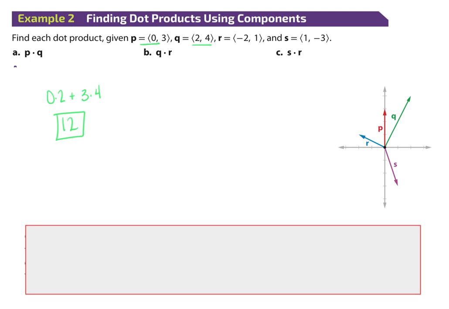All right, let's do the next one. I have Q and R. My dot product here is going to be 2 times negative 2 plus 4 times 1. So negative 4 plus 4, that's going to give me a 0. All right, and let's look at the last one, S and R.